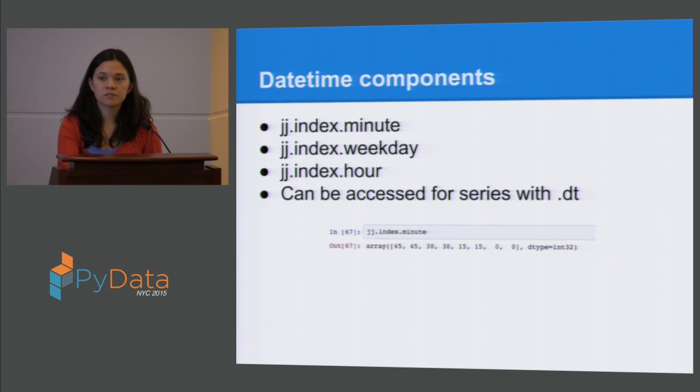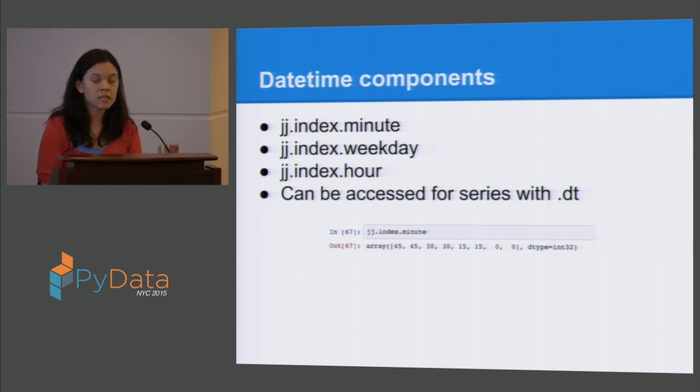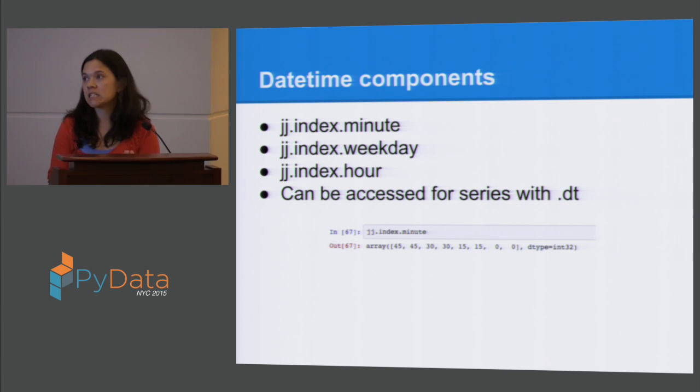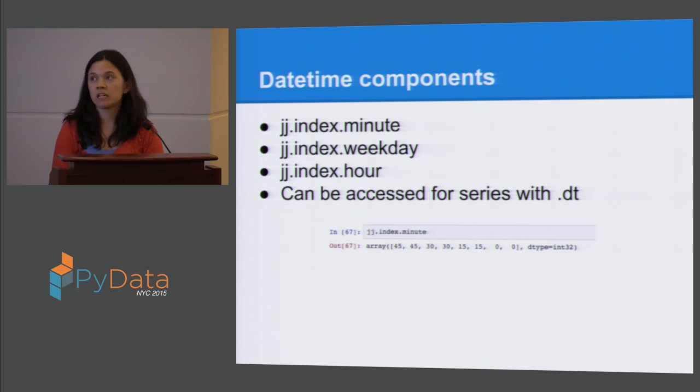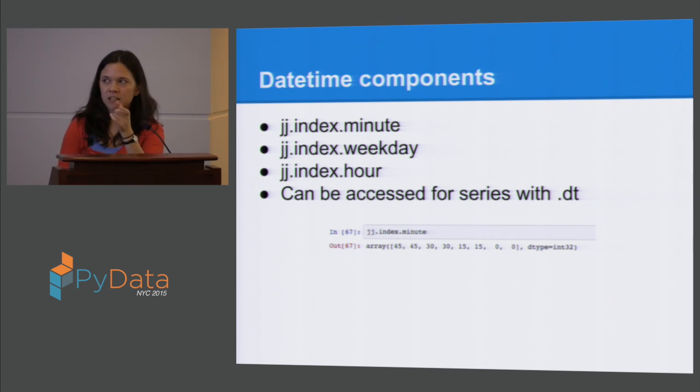And then we actually can also pull out different aspects of the date times based on this index. So we can get the minute, we can get what day of the week it is, we can get the hour. And also, if we're actually just making this a series and putting this in the data, you can access this functionality with the .dt. If you add .dt to the string, you can access all the same datetime functionality in Pandas.